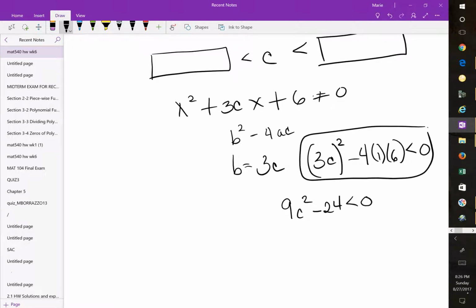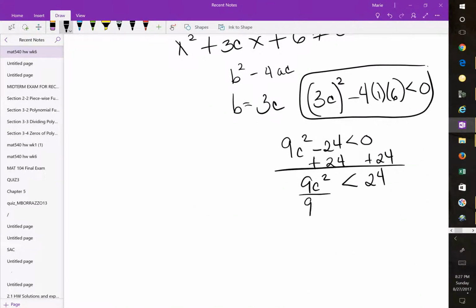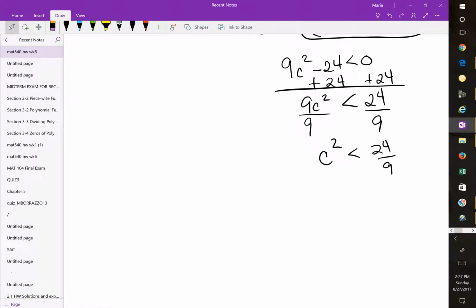We would end up solving this by taking the 24 and moving it to the other side, so we would add 24 to both sides. We would get 9c squared is less than 24. We would then divide by 9 on both sides. This would give us c squared is less than 24 over 9. Alright, and if we take the square root of both sides, we should obtain our c value.